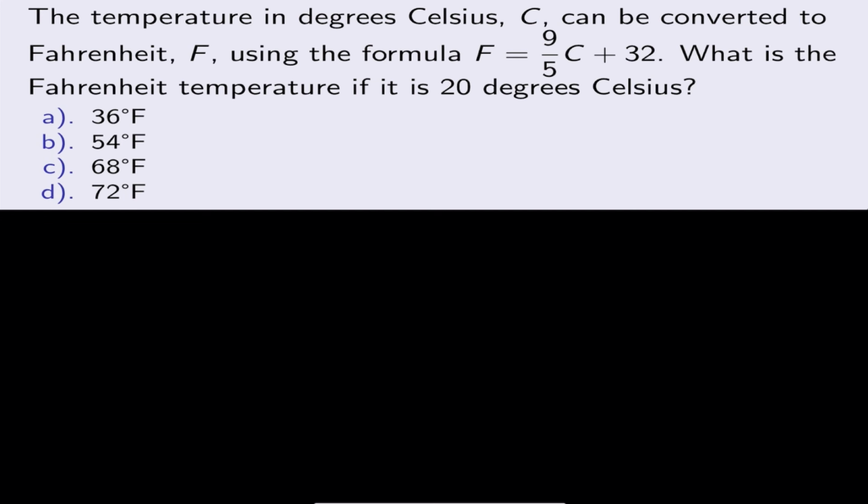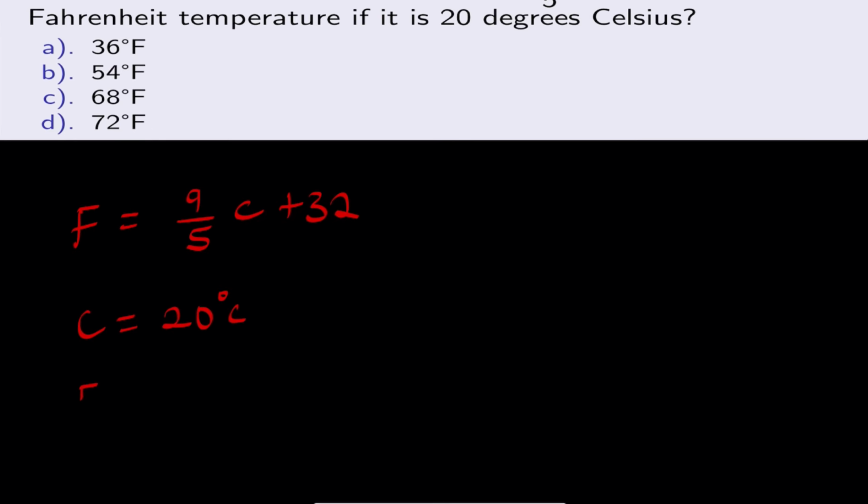Now from the question, we have the formula to be F is equal to 9 on 5C plus 32. And we have C to be 20 degrees Celsius. So we just have to substitute this in. So we are going to have F equal to 9 on 5, C is now 20. So that will be 20 plus 32.